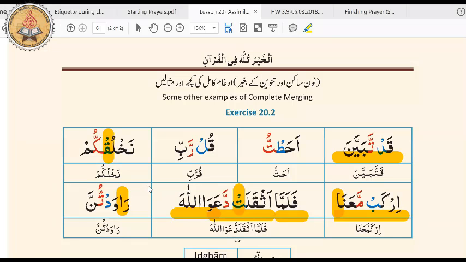Wait, how many minutes until classes finish? Class finishes at 7 o'clock. Okay, So 15 minutes left, okay? okay. Okay. Jazakallah. Dakla. Okay.